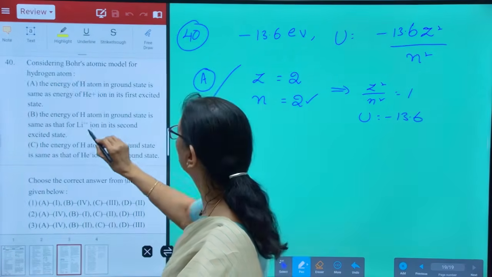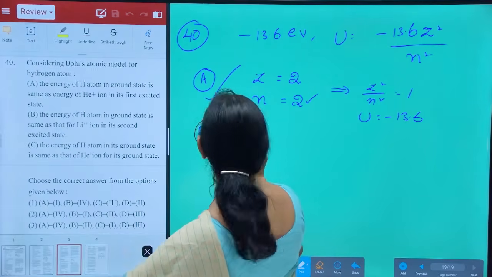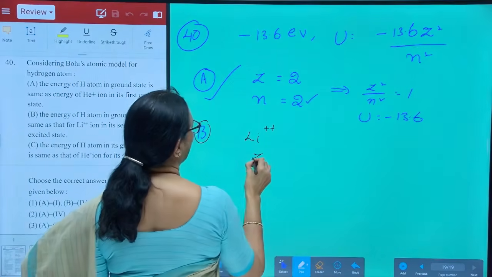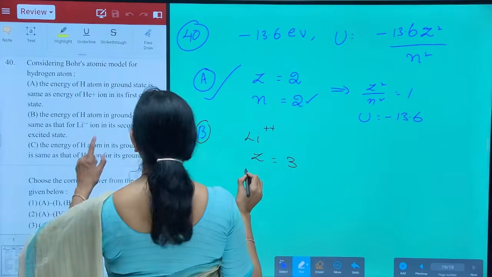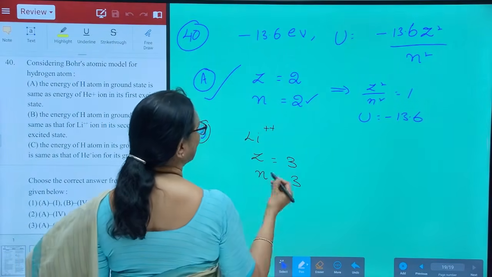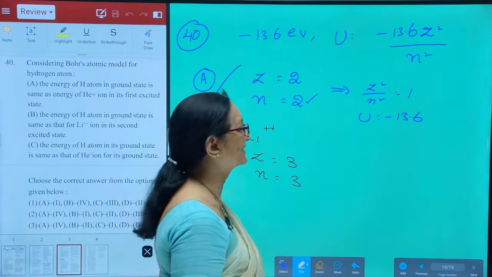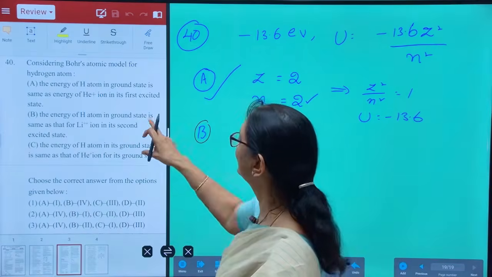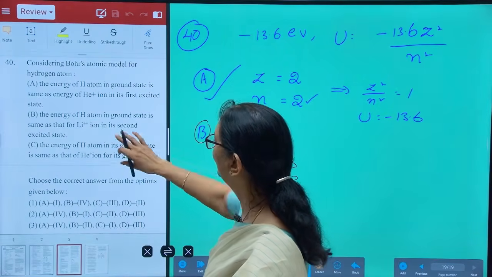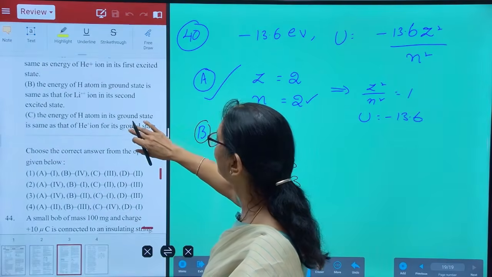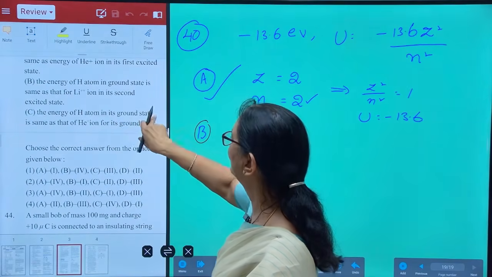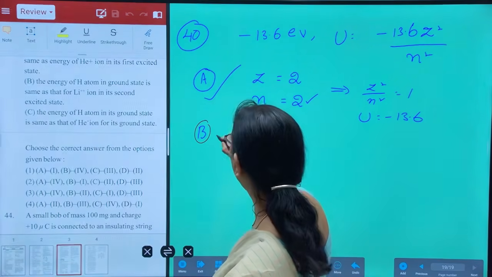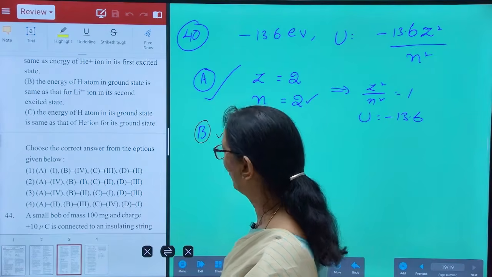Now, coming to the next option. Energy of hydrogen atom in ground state is same as that of lithium in the second excited state. Lithium ion, Z is equal to 3. Second excited state means N is equal to 3. Again, Z square by N square is 1. So its energy is also minus 13.6. So the energy of hydrogen atom in ground state is same as that of lithium in its second excited state. That is also true. Energy of hydrogen atom in ground state is same as helium in ground state is wrong. So A and B are right, C is false.